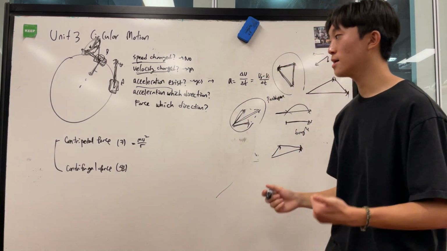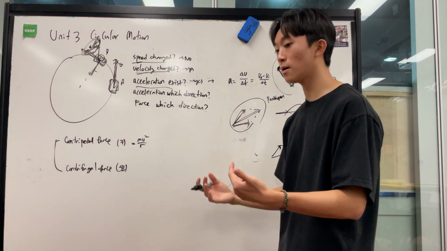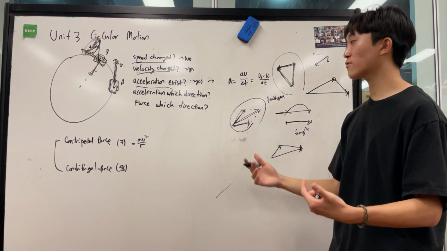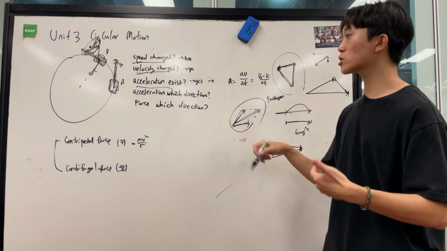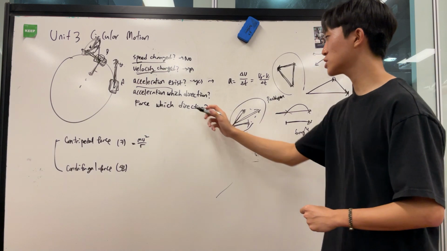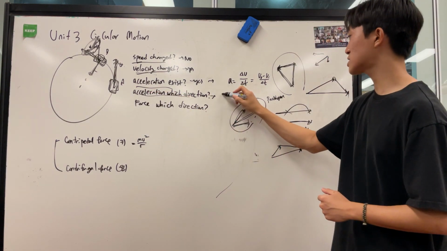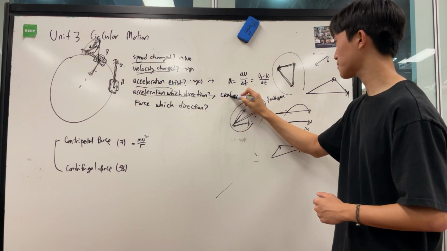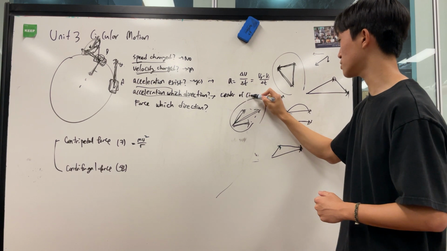Now, the conclusion that we can come up with is that acceleration caused by a circular movement always points towards the center of the circle. So acceleration, which direction? It's towards the center of the circle.